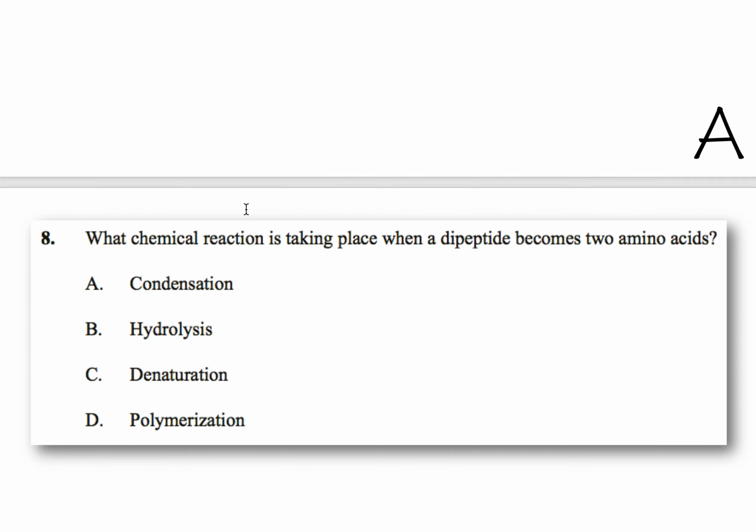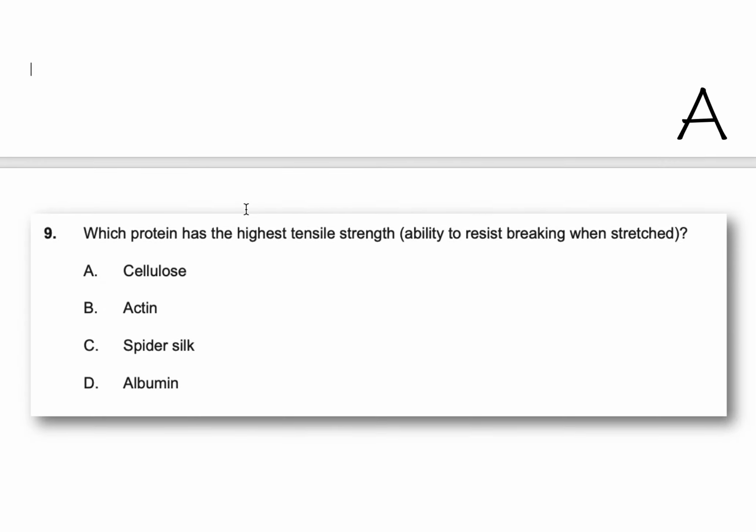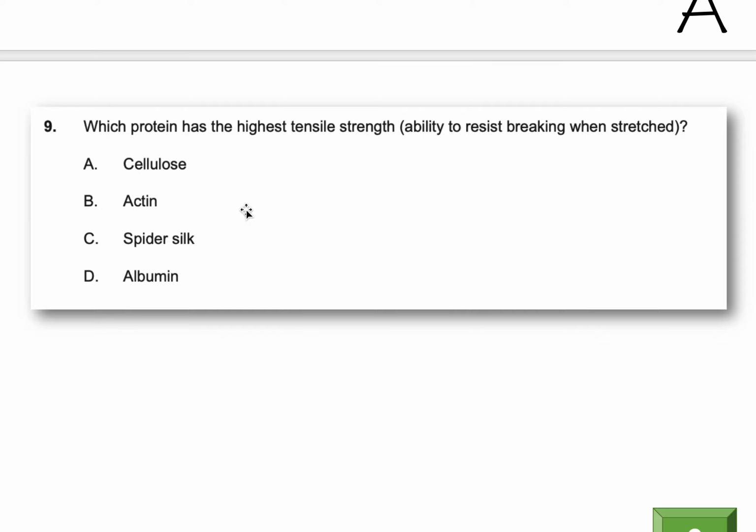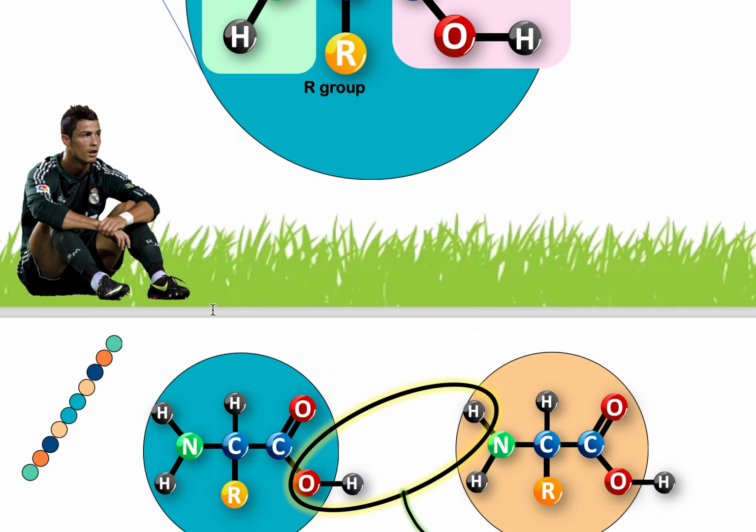So I think we got one more. Okay, we're going to have one more for this video. So which protein has the highest tensile strength, the ability to resist breaking when stretched? Okay, so this one may confuse you because you'll think, oh, it's cellulose, because that is made for structure, right? So I wouldn't blame you if you get that wrong. But the one with the highest strength, I'm not saying this is weak, this one is strong, but the one with the most strength is spider silk. Okay, it's this one here.